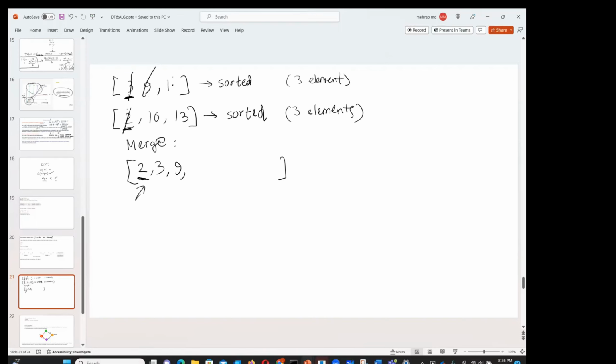That means only the next smallest one must be among 10 and 15. 10 is gone, right? Now what are the next smallest candidates? 15 and 13. 13 and then 15, right? Is it clear to everyone?